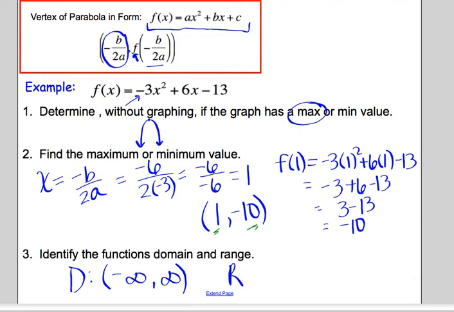Now for the range, we'll think about the fact that negative 10 is the maximum value of this parabola. It's the high point, so it means it's going to be our biggest point on the graph. That means if I think back here at this picture, this graph is going to go from negative infinity all the way up here to negative 10. So the range would be negative infinity to negative 10.